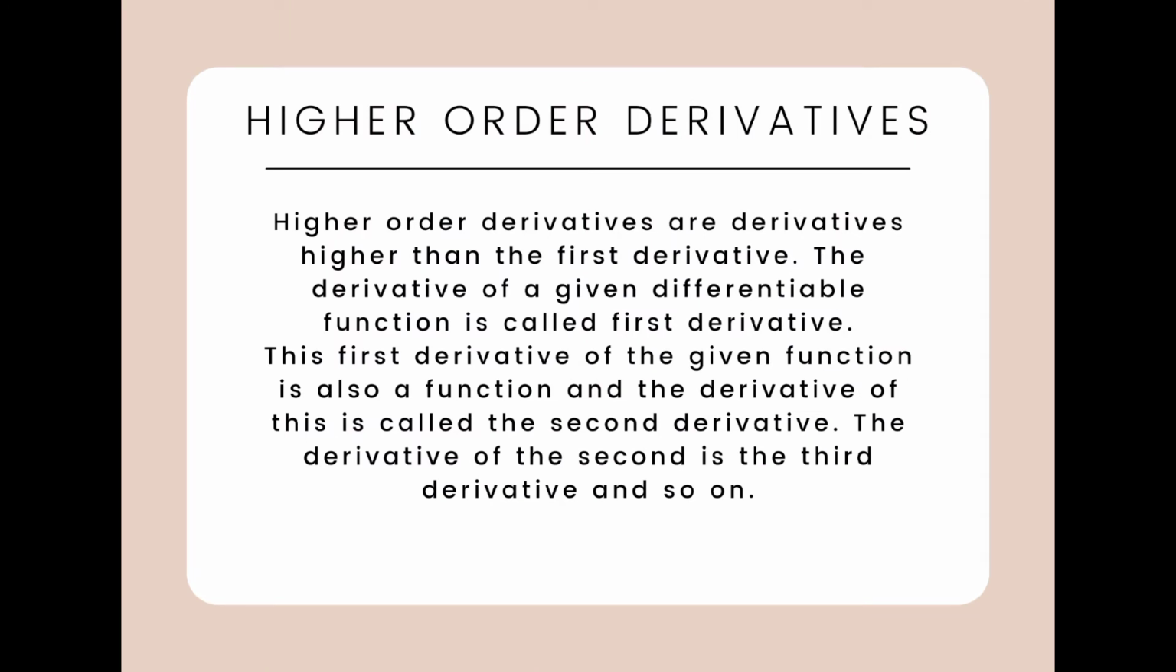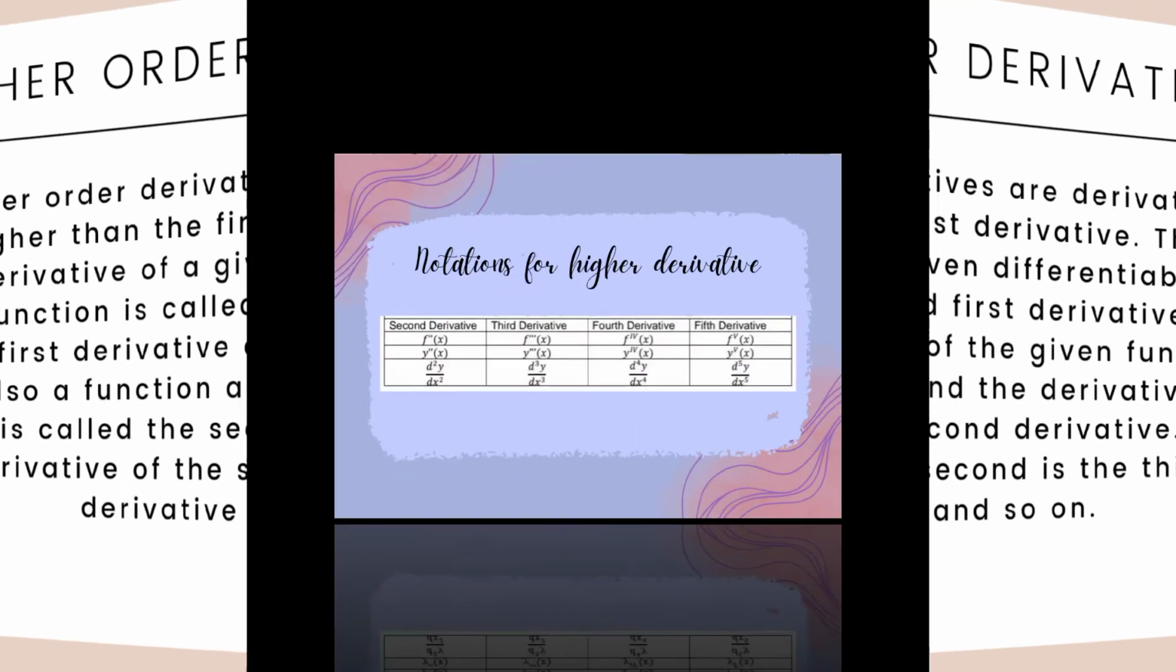Now, let's proceed to the higher order derivatives. Higher order derivatives are derivatives higher than the first derivative. The derivative of a given differentiable function is called the first derivative. The first derivative of the given function is also a function, and the derivative of this is called the second derivative. The derivative of the second is the third derivative, and so on.